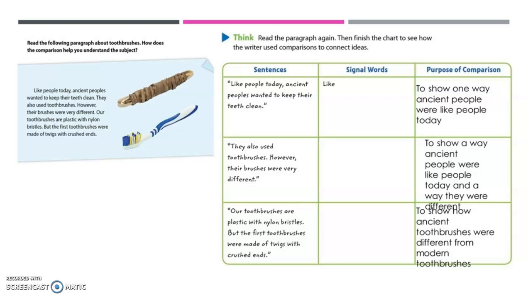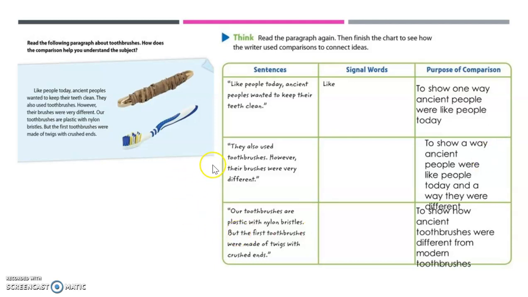Let's look at the first sentence from our paragraph. It reads, like people today, ancient peoples wanted to keep their teeth clean. Well, when we read it together, what was the signal word that we identified? Yes, it was like. And you see they've already done that one for us. And then we need to write the purpose of the comparison. So here I wrote the purpose was to show one way ancient people were like people today. So that's what we need to write in that box there. Ready to keep going? All right, here we go.